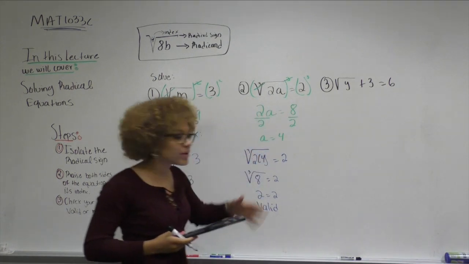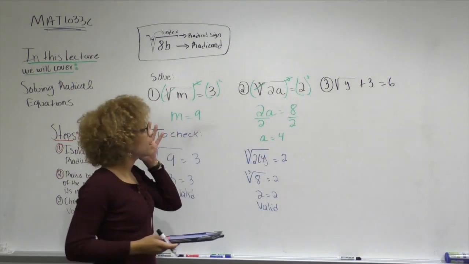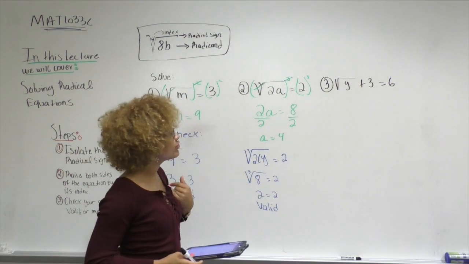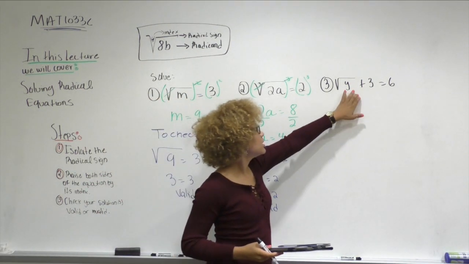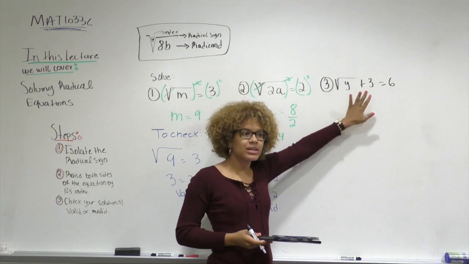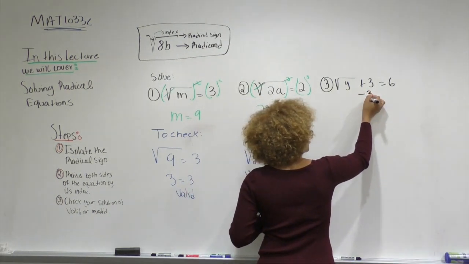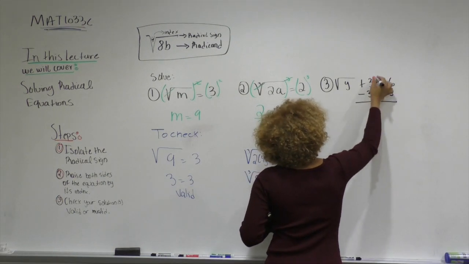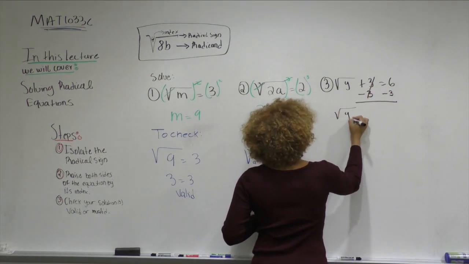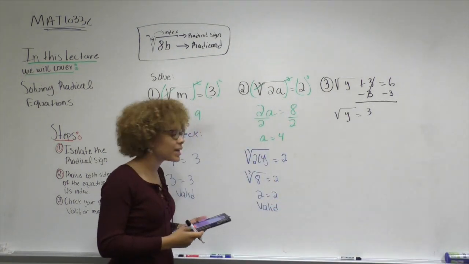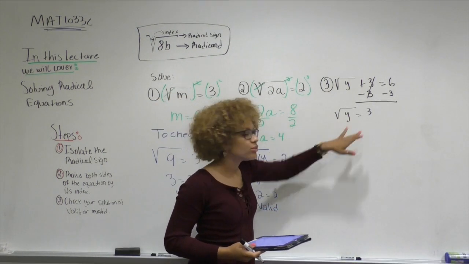Perfect. Okay, so again, I am solving for the variable. Now, is my radical isolated? I don't think so, because it has this 3 here being added. So I need to get rid of the 3 first. So I'm going to go ahead and subtract that from both sides. Now my radical is by itself, so I need to go ahead and square both sides.